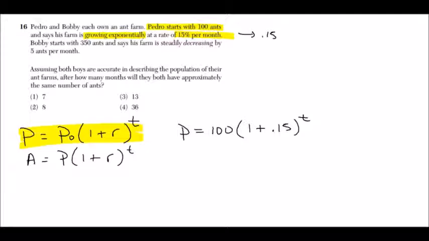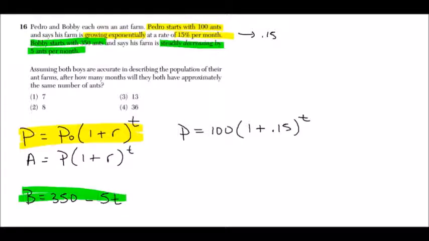And then Bobby starts with 350 ants and says his farm is steadily decreasing by 5 ants per month. So this is linear, because we're losing 5 ants every month. So Bobby's population would be 350 ants minus 5t. You could use m here if you'd like for month, it doesn't make that much of a difference. But the idea is that we are decreasing by 5 each month. That is a linear decrease, meaning it'll be 345 after 1, 340 after 2, etc.